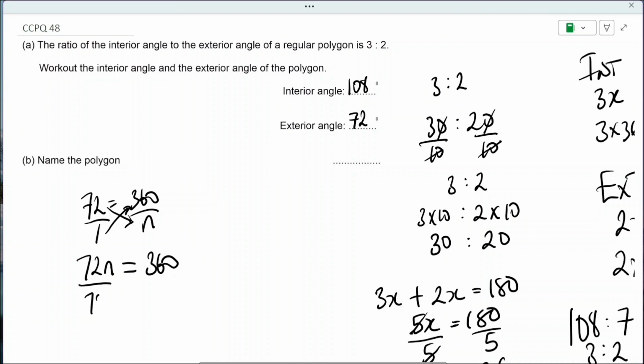We divide both sides by 72 because we're looking for the number of sides, which is n. 72 cancels 72. n equals 360 divided by 72 will give you 5. So the number of sides of a regular polygon is 5. And a 5-sided polygon is a pentagon. So the answer to question B is pentagon. Hope you understand.